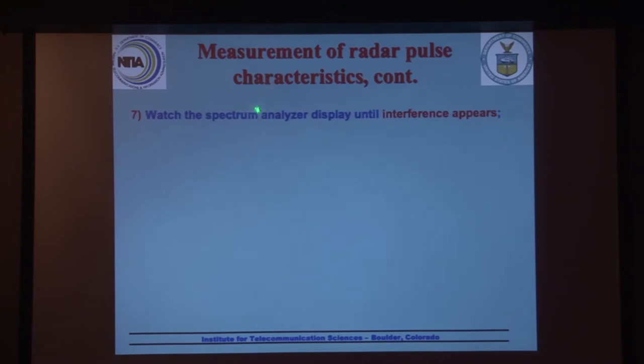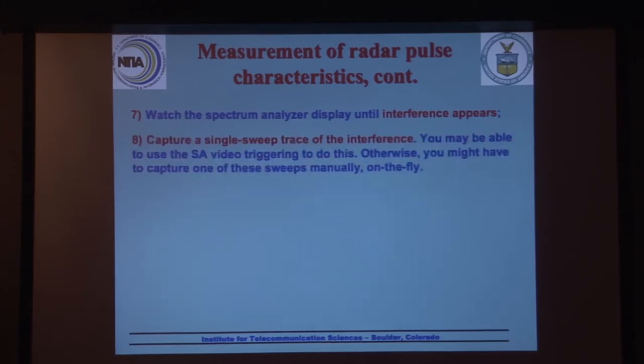Now, watch the analyzer display until the interference occurs. Hopefully it occurs fairly frequently, or you can coordinate this so that you don't have to sit there too long waiting for it. Go to a single sweep trace on the analyzer and capture that. And you might have to use video triggering on the spectrum analyzer to do it. Otherwise, you might have to catch one of them kind of manually on the fly. Use your ingenuity. You'll figure it out.